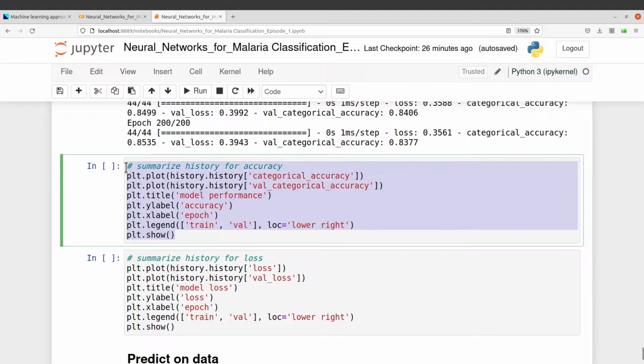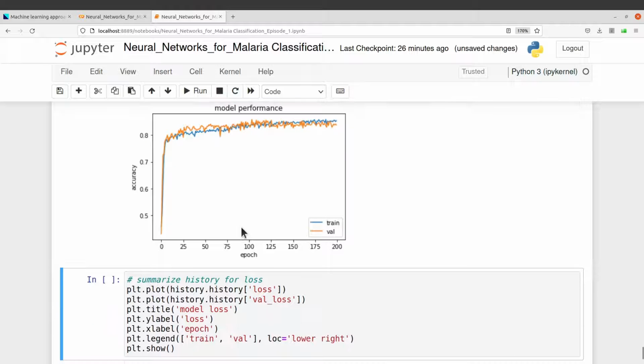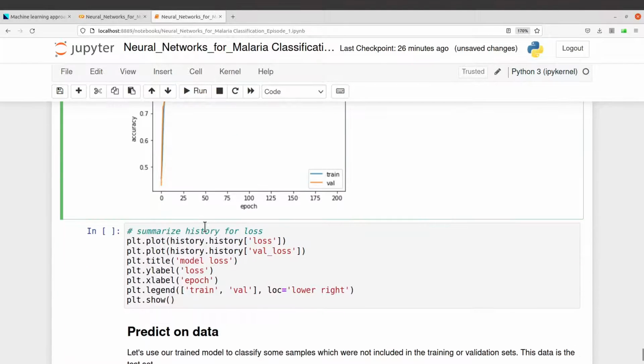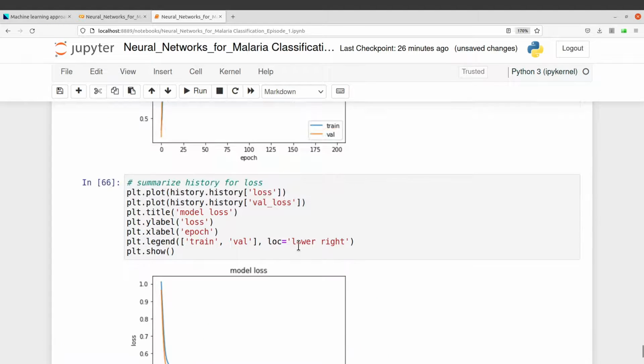So this code here will give us a summary and let us know how the model was performing for each epoch. So that is what we have here. I'll run this to get the visualization. And now also get the one for the loss. This one is for the accuracy. Then this one is for the loss. So I'll display both.